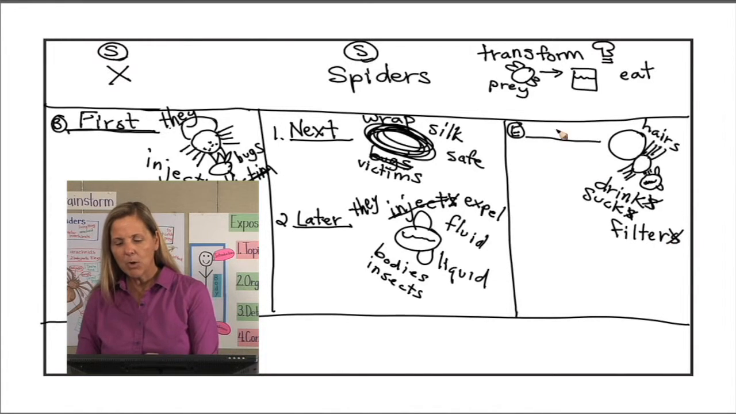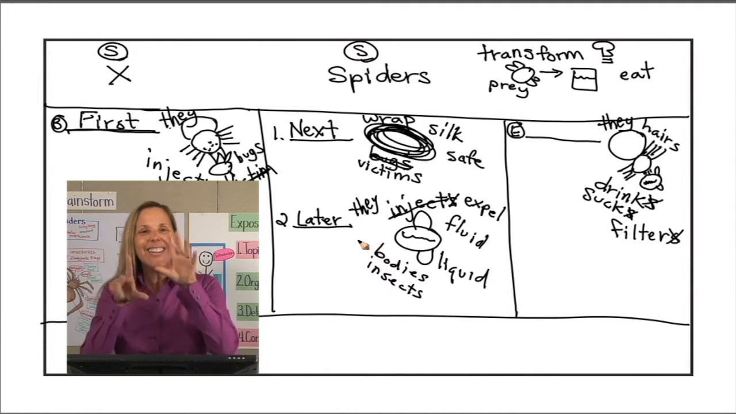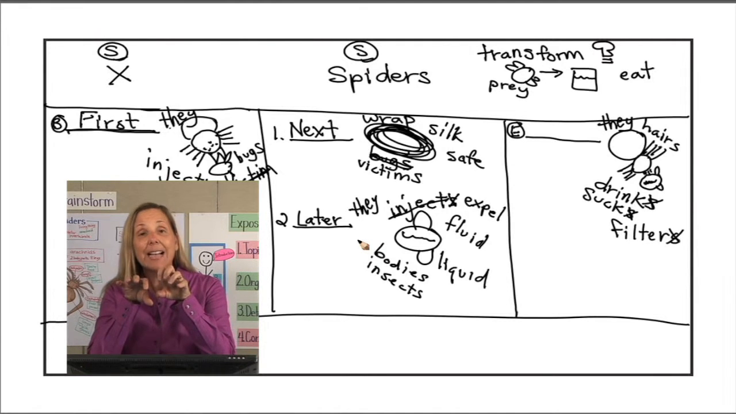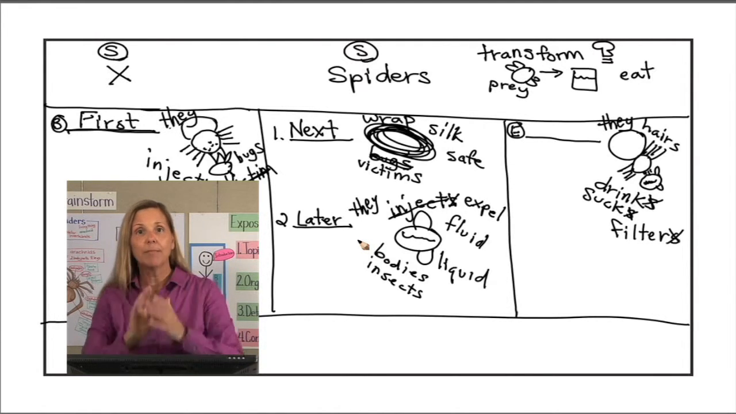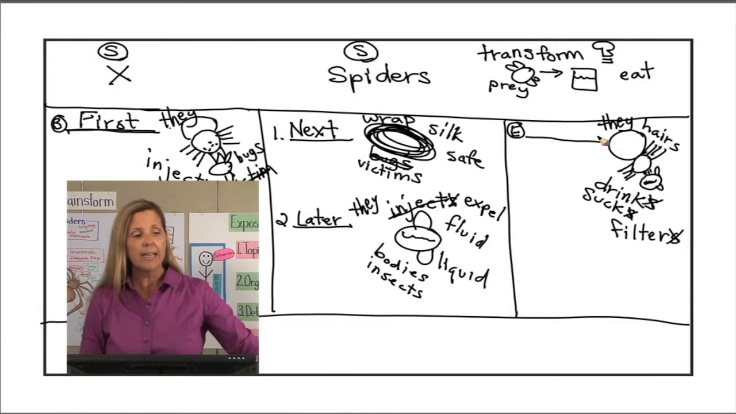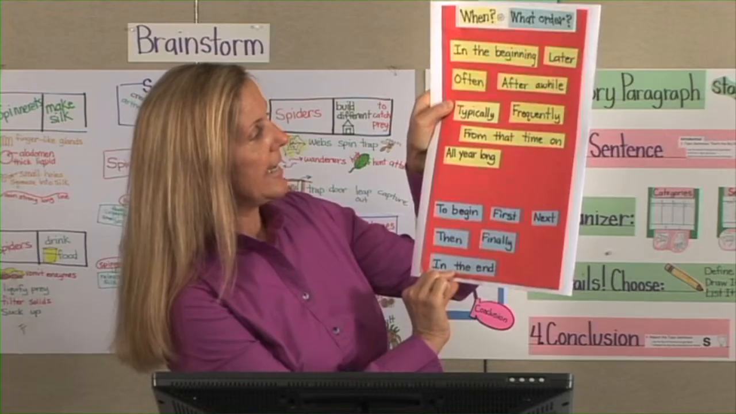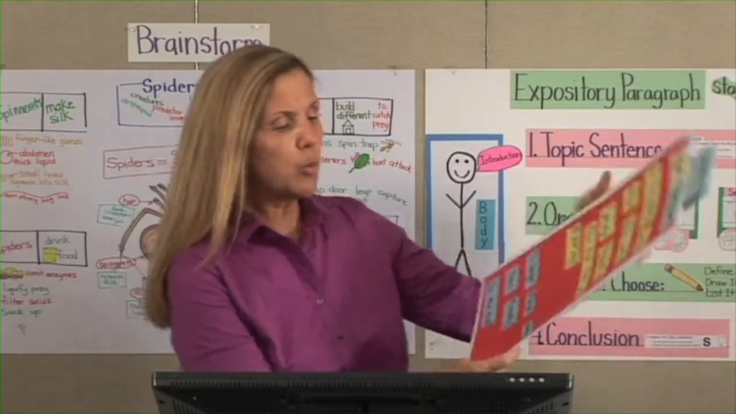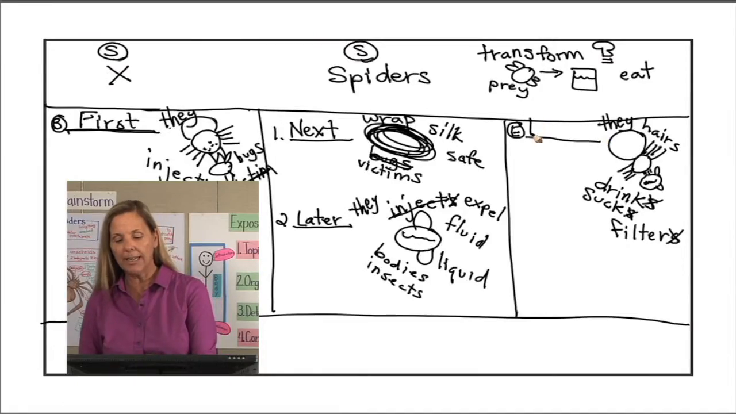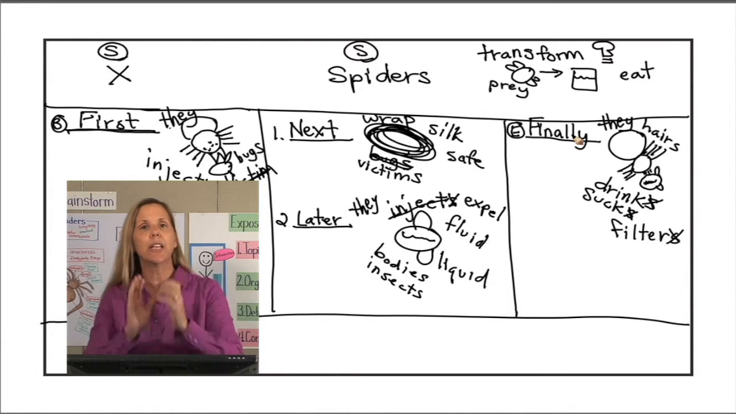Excellent. I think I'm going to just say they instead of spiders because the previous one I said spiders. They use little hairs on their mouth as a filter to drink the liquid. That's excellent. Shall we start our sentence with a transition? We could just use the word they. I think we need a transition. We could say, finally, in the end. Those two look pretty good. Which one do we want to use? Let's use the word finally. Finally, they use little hairs on their mouth as a filter to drink the liquid.